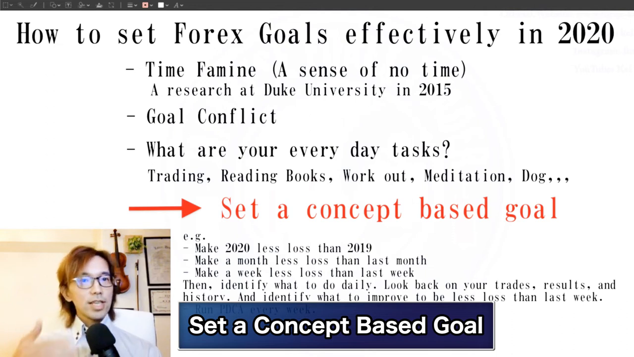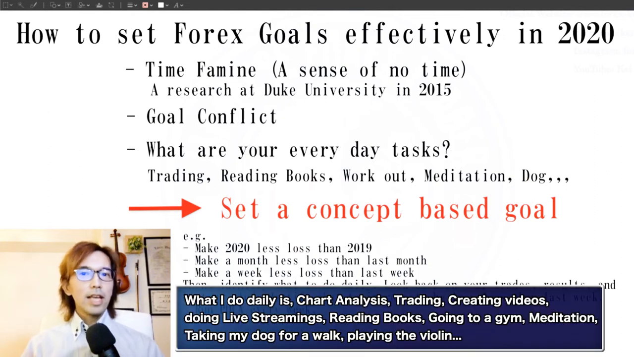Also, my routine includes reading books. I read 4 books at least in a week, so I read books every day, pretty much. Also, I go to a gym and work out regularly. And I do meditation and take my dog for a walk. And sometimes I play the violin because I just like it. I like the music. It's my hobby, but it's very necessary to relax myself. That's my daily routine.